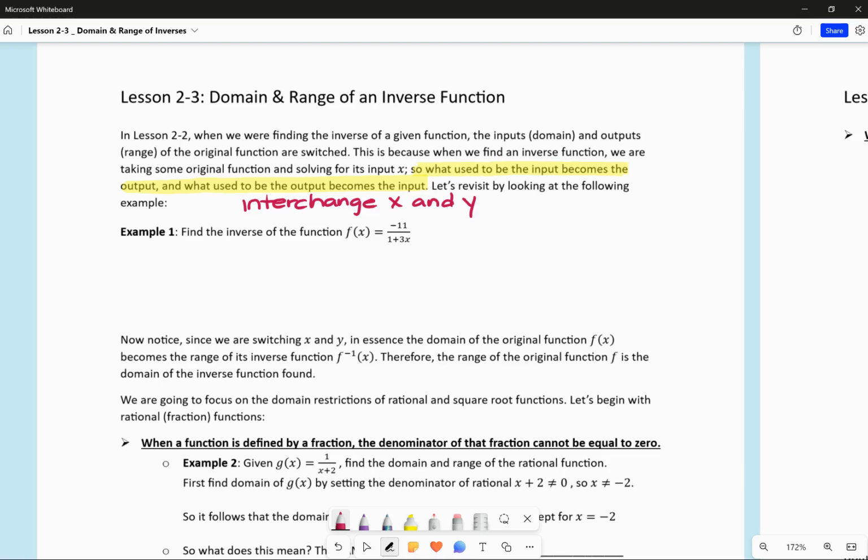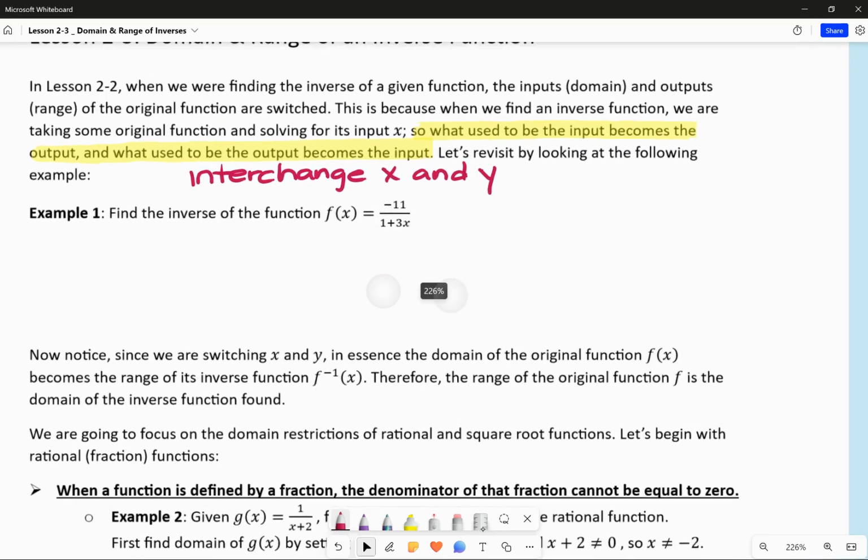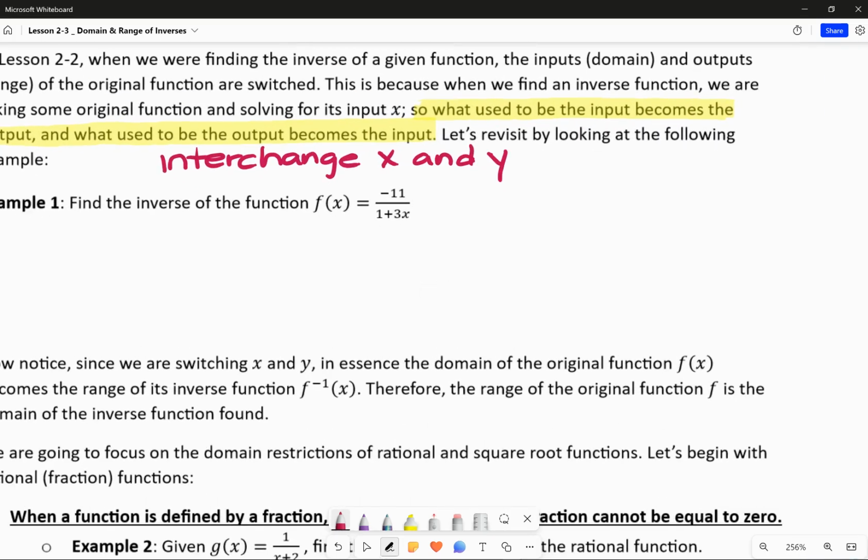So in this function, find the inverse of f of x equals negative 11 over 1 plus 3x, we recognize that f of x is actually the y value. So that f of x is going to turn into x. So let's rewrite. x equals negative 11 over 1 plus 3x.